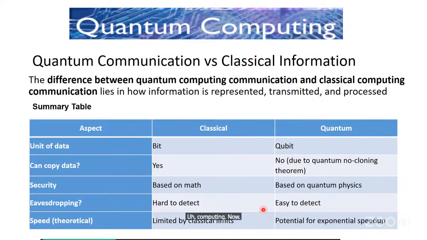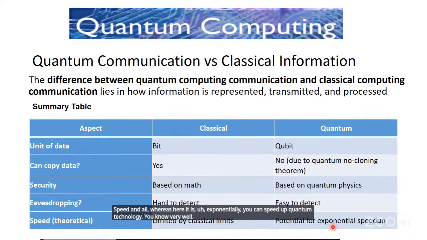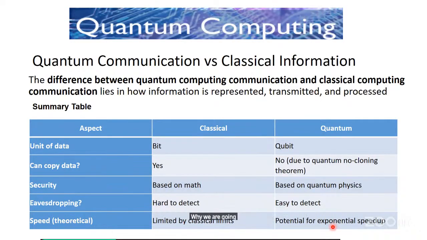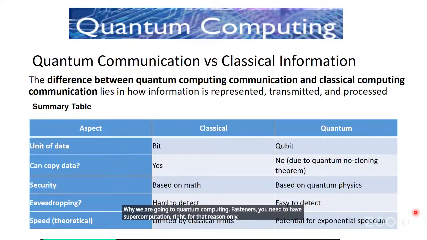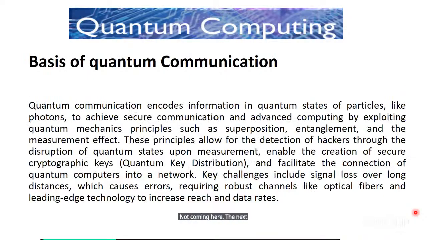Now coming here, classical is limited by classical limits, speed and all. Whereas here you can speed up exponentially with quantum technology. You know very well why we are going to quantum computing: for fastness. We need to have supercomputation, right? For that reason only.